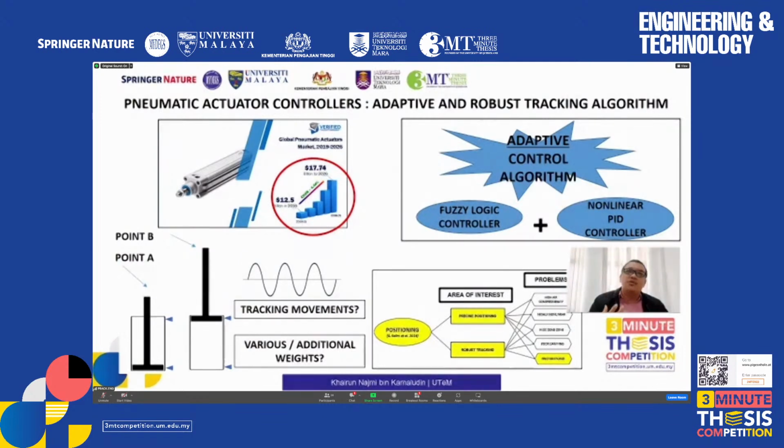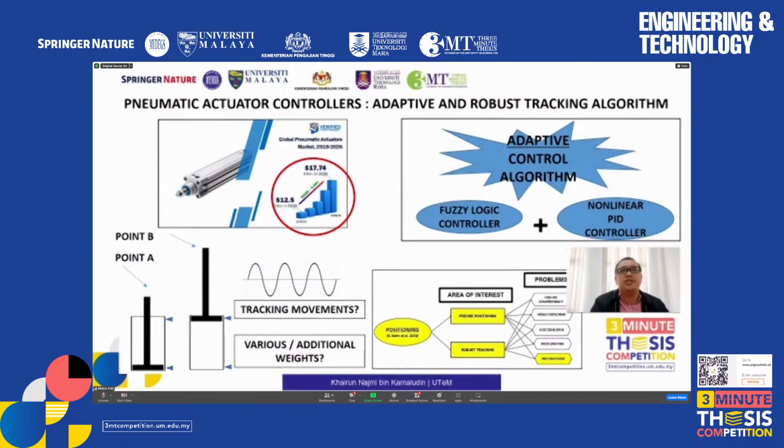Now, in our field, we adapt the so-called nonlinear proportional integral derivative controller, which is quite common as well, but with a hybrid with a fuzzy controller. This automatically makes it an adaptive controller.